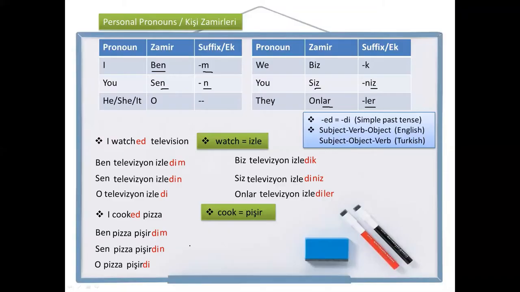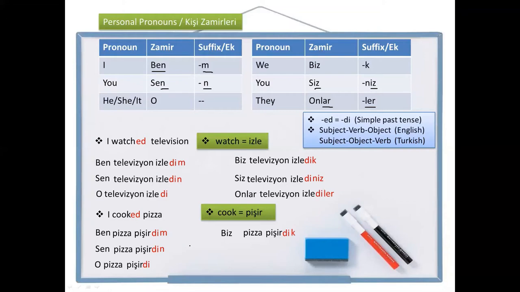Okay, let's go to the plural ones. Let's say we cooked pizza. We, biz. Pizza. Cook, pişir. Cooked, pişirdi. Now we need to write the suffix. Unfortunately, there is no relation with k and biz. You are just going to remember this. K, biz pizza pişirdik.